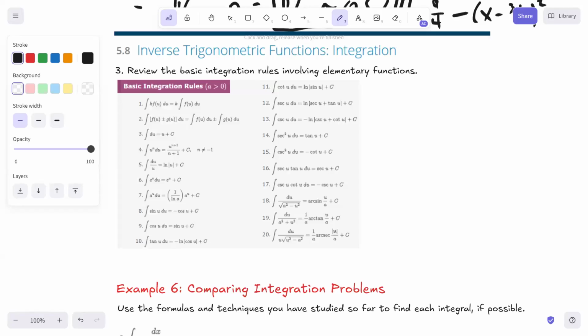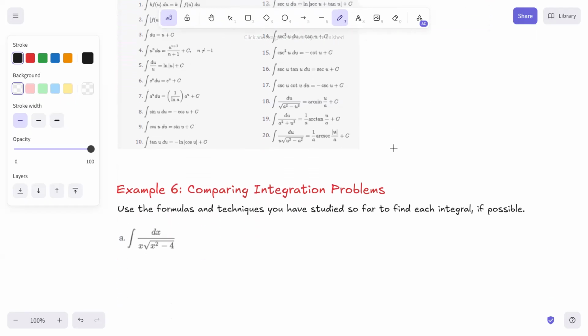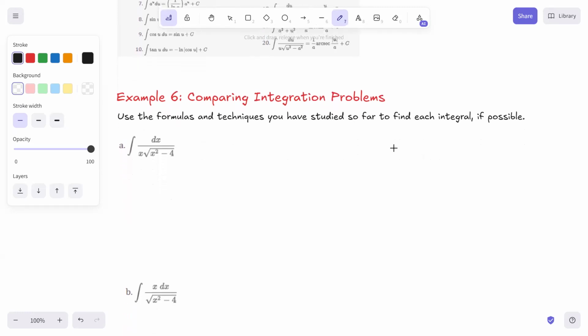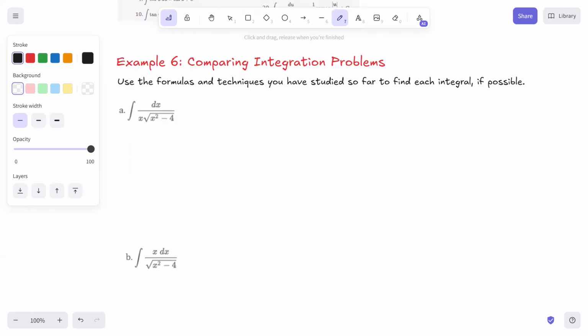All right, guys, we're on the third part of section 5.8, inverse trig functions integration. We're going to review the basic integration rules that involve just basic elementary functions. I have a list of 20 here. I'm not going to read them all off to you, but these are the ones that we've pretty much gone over. What we want to do is get comfortable with being able to look at an integral and determine first which rule to use, which formula, and if we can rewrite the integral, and if we can't, to know that we can't integrate it with what we've studied so far. So that's what we're going to do in this example here.